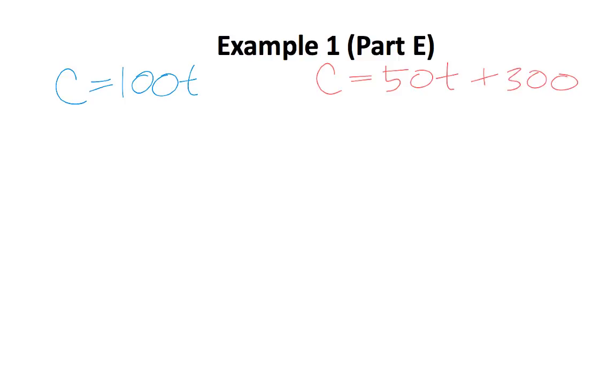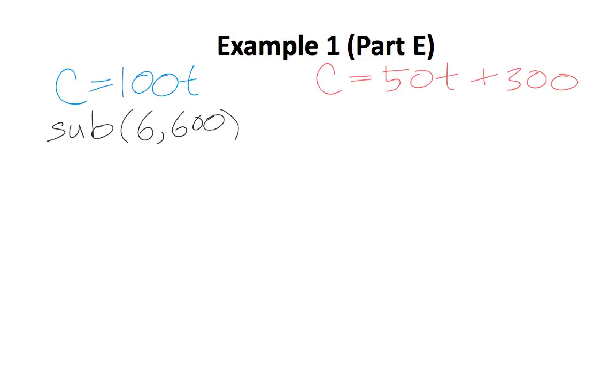Finally, we want to see if our point of intersection is correct. So I'm going to rewrite both my equations. C is equal to 100T, and C is equal to 50T plus 300. What I'm going to do here is substitute in the point of intersection, and see if left side is equal to right side. And if they are, that means this coordinate lies on that line.